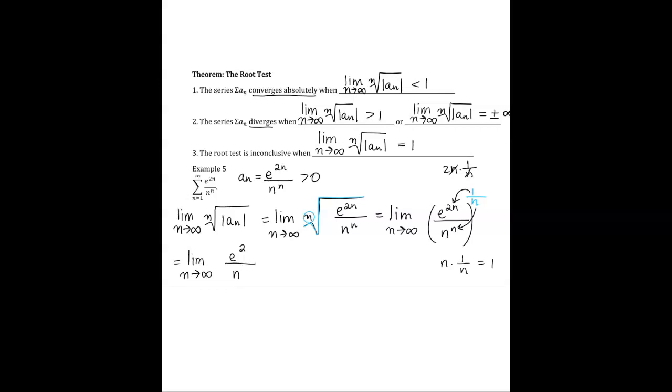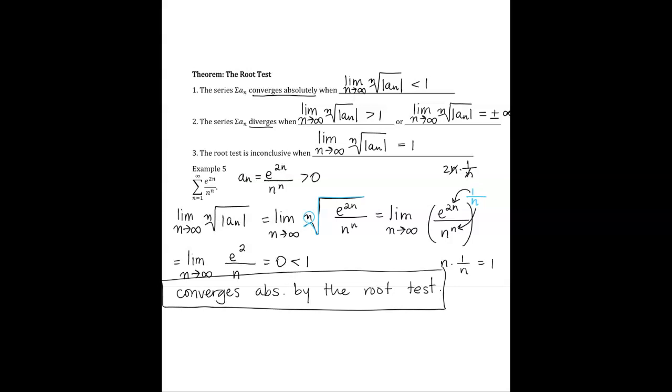Now this limit, as n goes to infinity, is going to go to 0. The numerator is simply a number. It is e squared. The denominator is n. It's getting very, very big. 0 is less than 1, which tells us that this series converges absolutely by the root test.